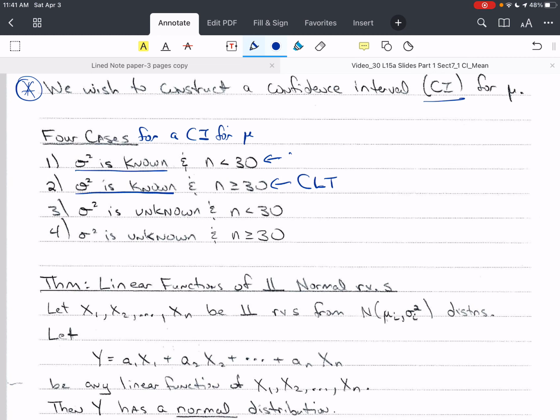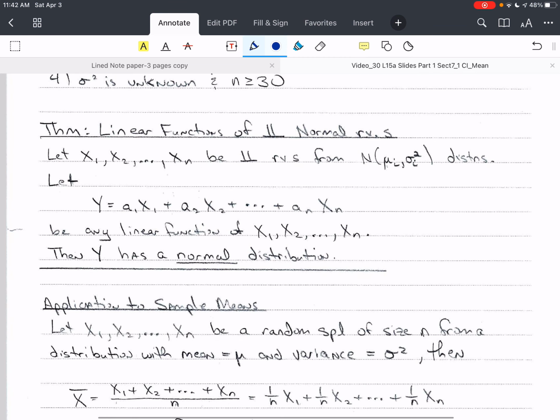Here, we're going to see that we can only use these methods if x of i has a normal distribution. So here's the first theorem, and it's talking about the linear functions of independent normal random variables. x1 to xn are going to be independent random variables from some normal distribution. They could be from different normal distributions in this case, so more general. They do not have to be identically distributed.